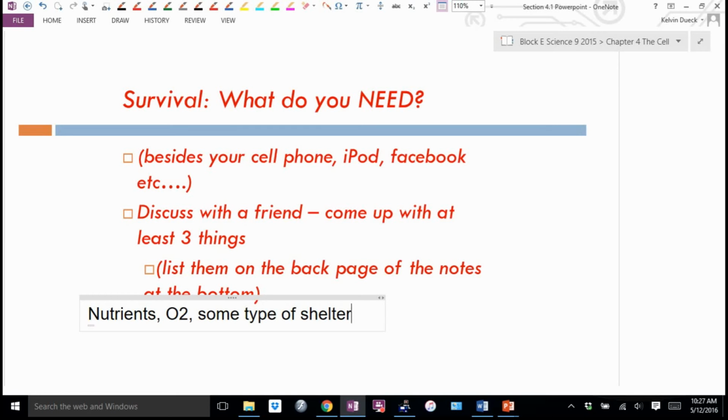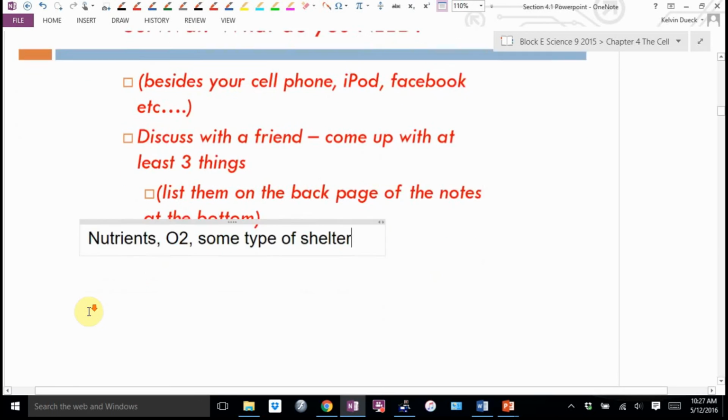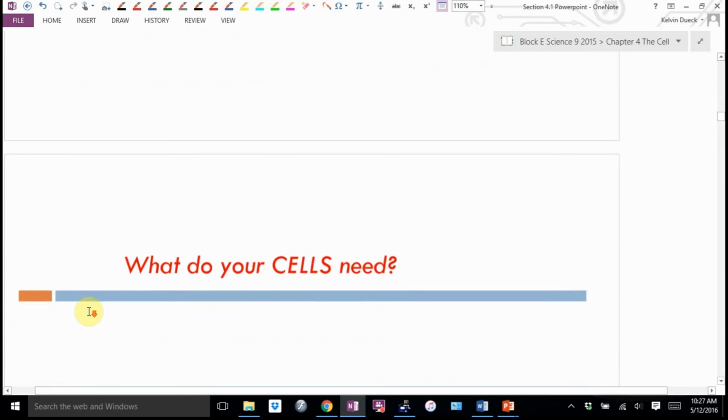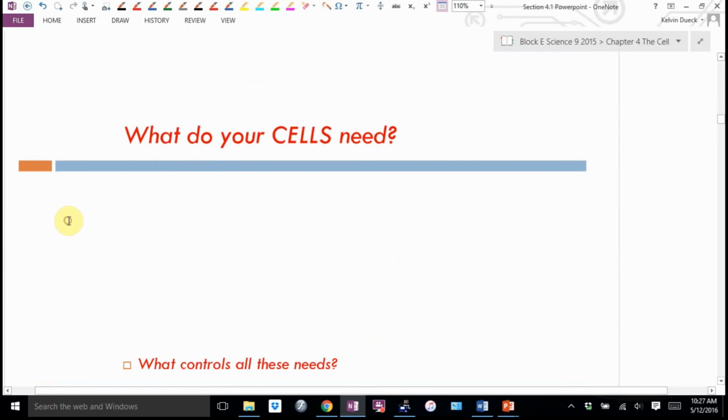When we talk about the cellular level, there is a similar list. What do your cells need? They need nutrients. What else do they need? They need some type of shelter, a cell wall, or something along those lines, a membrane.